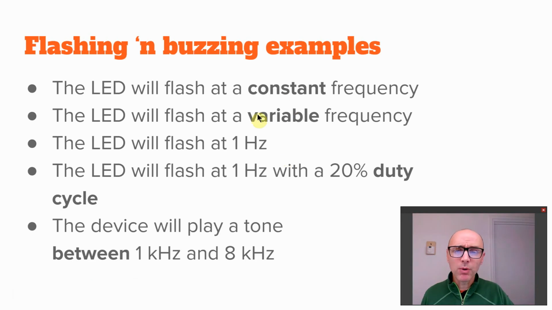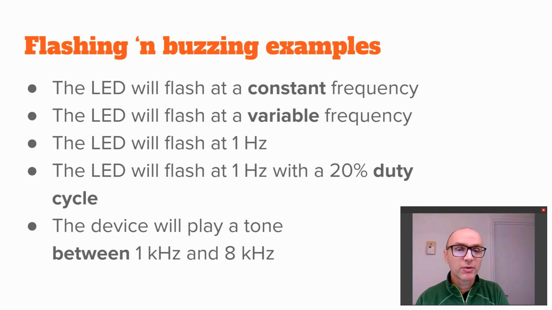So, for example, these ones are fairly basic. The LED will flash at a constant frequency, you could say. So you're not actually specifying the actual frequency, but you're saying it's constant, so we can measure that. Is it constant or is it not constant? So it's not subjective, it would be objective.